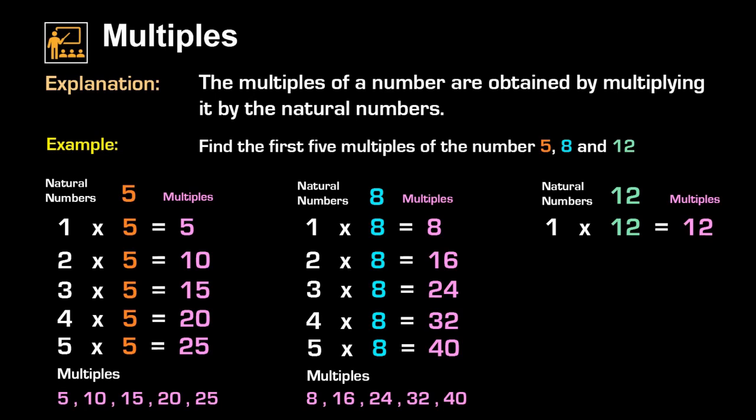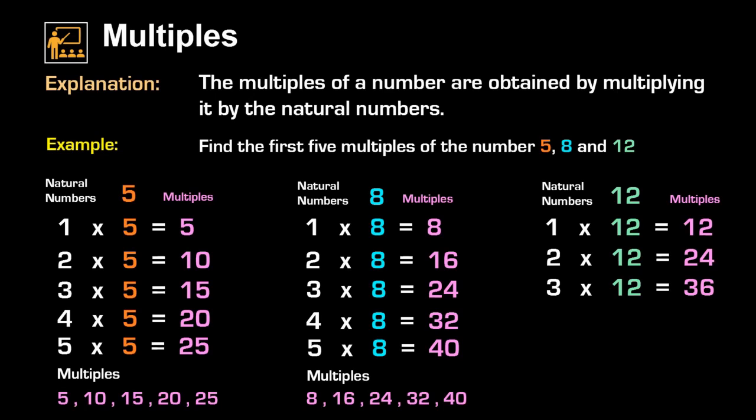Next number is 12. We find the multiples of 12. So we say 1 multiplied by 12 is 12, which means 12 is a multiple of 12. And then we have the next one, 2 multiplied by 12 is 24. 24 is a multiple of 12. 3 multiplied by 12 is 36, which means 36 is a multiple of 12.